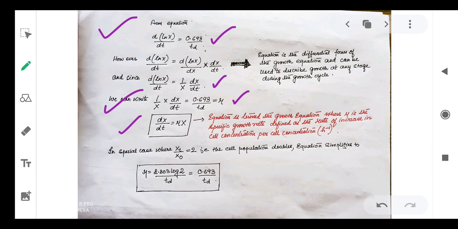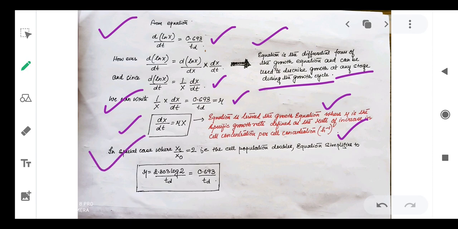This equation is termed the growth equation, where mu is the specific growth rate, defined as the rate of increase in cell concentration per hour. This equation in differential form, what is its significance? It is the differential form of the growth equation and can be used to describe growth at any stage during the growth cycle. So it can explain any stage of the growth cycle by this particular equation.